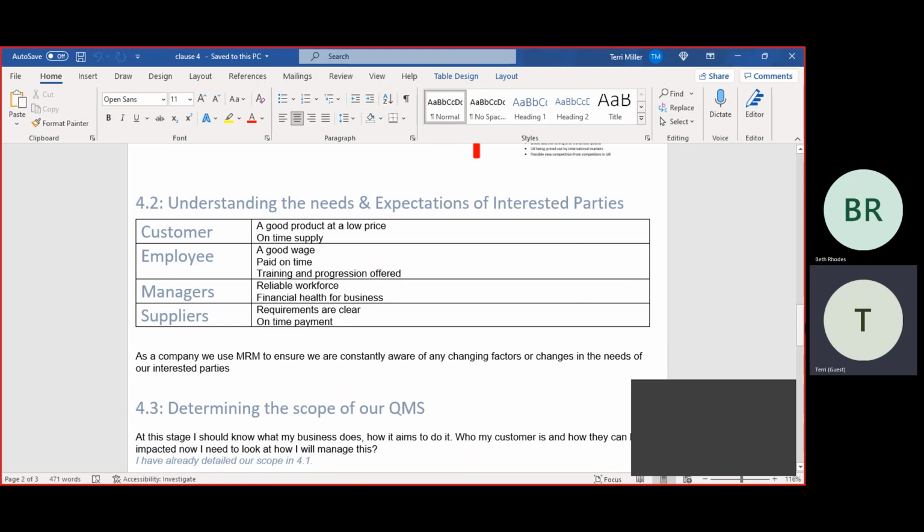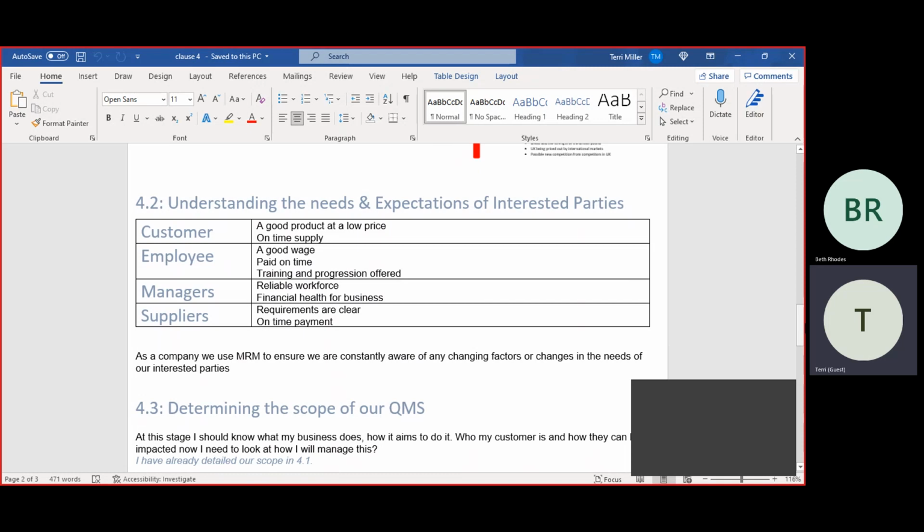An employee is an internal party, and they want a good wage from me. They want to be paid on time. Obviously, they've got bills. We've all got direct debits. And they want training and progression offered. So they want to know that I value them, because if I don't value them, they can go to another employer that definitely does. And in England in particular, the market for new jobs at the moment is massive. They've got room to move if they need to.